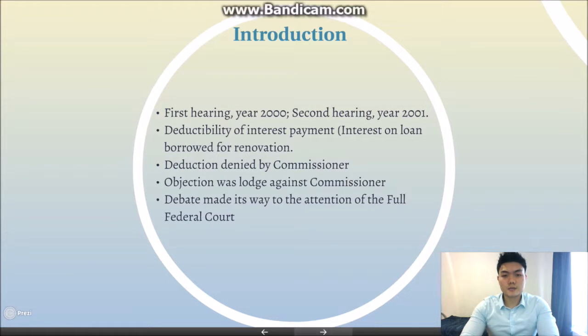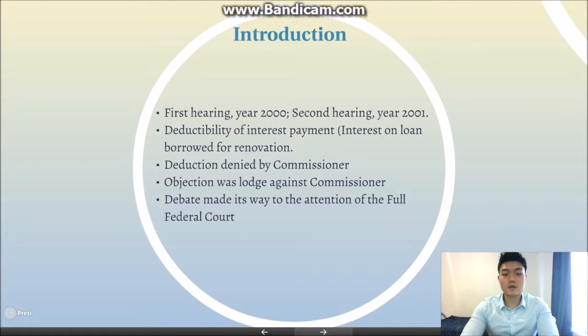This case had two hearings. The first hearing was heard by the Federal Court in year 2000. The second hearing was heard by the full Federal Court in year 2001, where the final decision was made. This case deals with the deductibility for income tax purpose of certain interest payment made by the taxpayer, specifically interest on loan borrowed for the renovation of property.